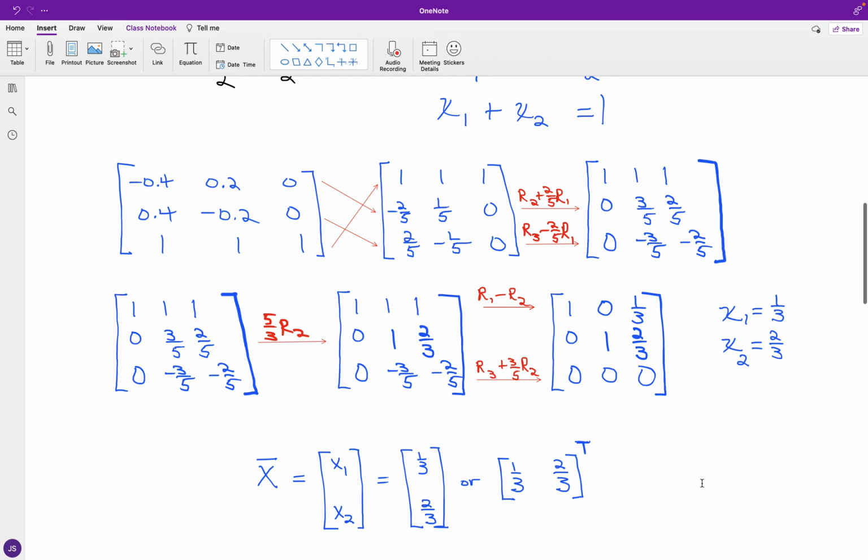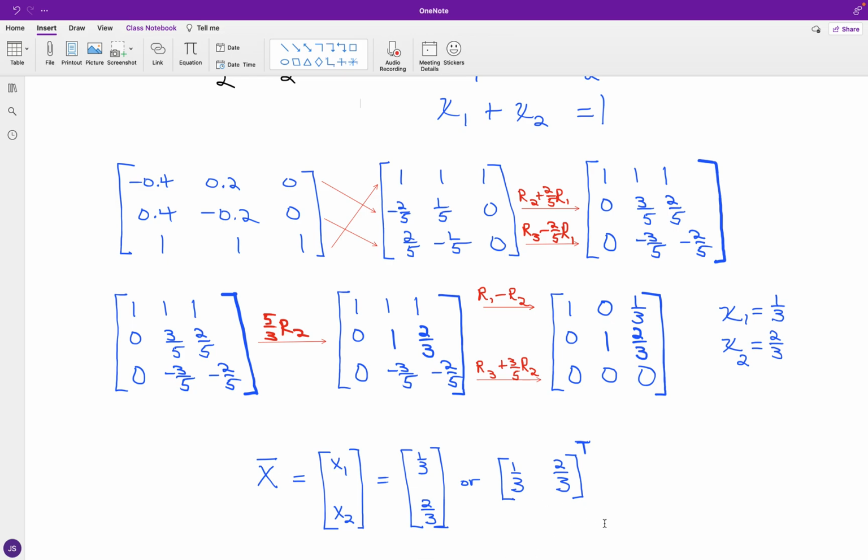And so for the result that we have for the steady state matrix, we have x of 1 and x of 2, where x of 1 is 1/3 and x of 2 is 2/3. And you could also put this in transpose, where we have 1/3 and 2/3.